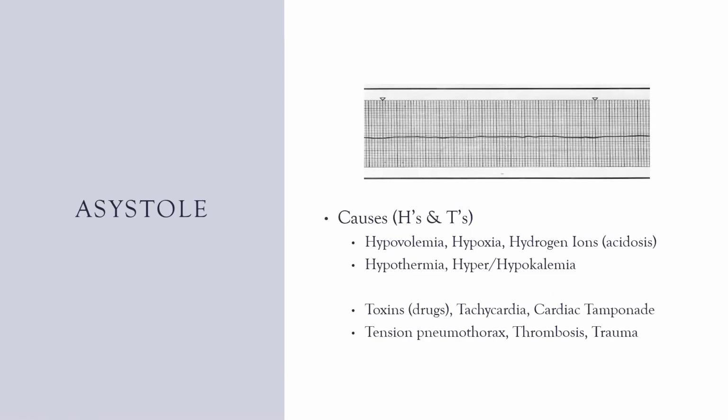Causes, we tend to drill down the causes of H's and T's for asystole. So H's would be hypovolemia, hypoxia, acidosis, which is known as hydrogen ions to stay within the H's and T's, hypothermia, and it could be hyper or hypokalemia. T's are toxins or drugs, tachycardia, cardiac tamponade, tension pneumothorax, thrombosis, or trauma.